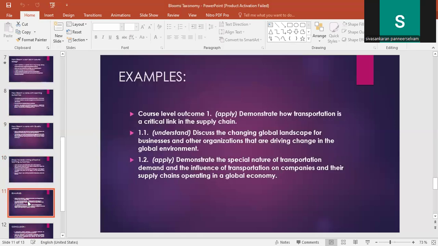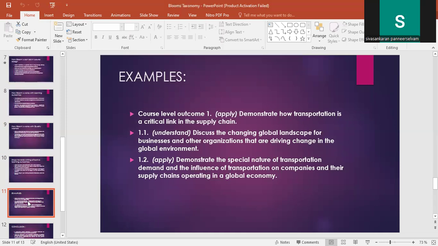And here comes a small example of how to write a course level outcome. This subject comes under management, business administration, supply chain, and logistics. The course level outcome 1 says how transportation plays a critical link in the global supply chain management system. The action verb used here is apply.